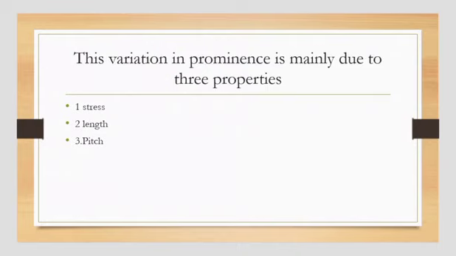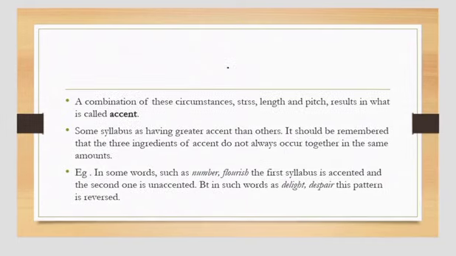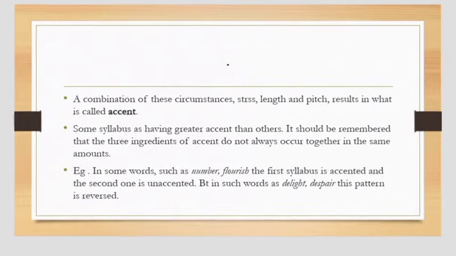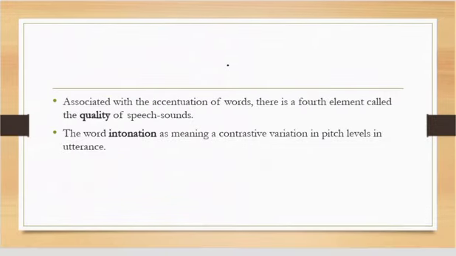The combination of stress, length, and pitch results in what is called some syllables having greater accent than others. It should be remembered that the three ingredients of accent do not always occur together in the same amounts. That is to say, in normal circumstances, the same word is accentuated always in the same way. Although there are no hard and fast rules about how a word should be accentuated, it does not follow, for instance, that because a word has two syllables, the second one or the first one should always carry the heavier accent. In some words such as number, flourish, and daily, the first syllable is accented and the second one unaccented. But in such words as delight, despair, and revenge, this pattern is reversed.